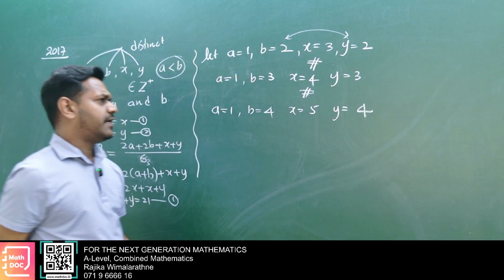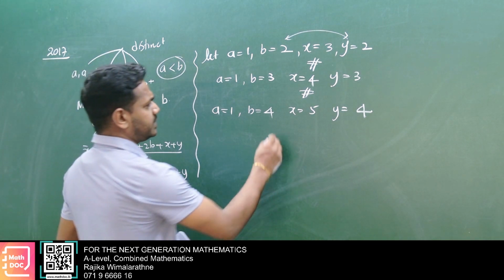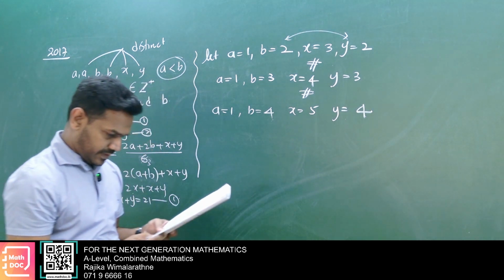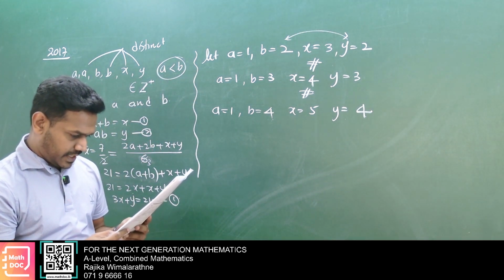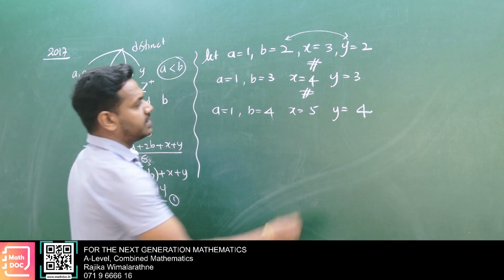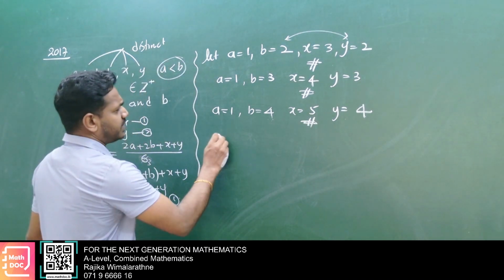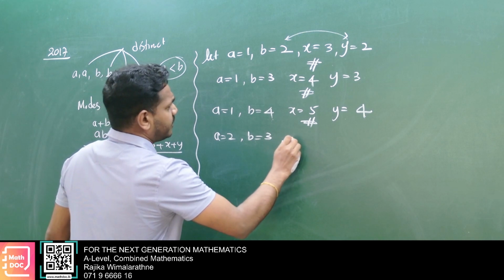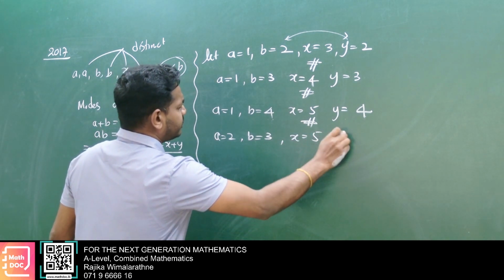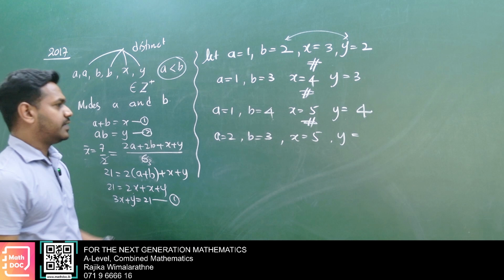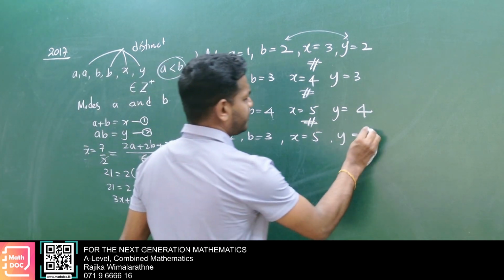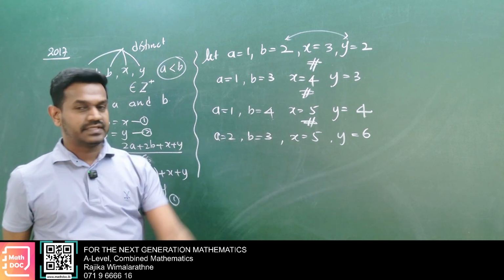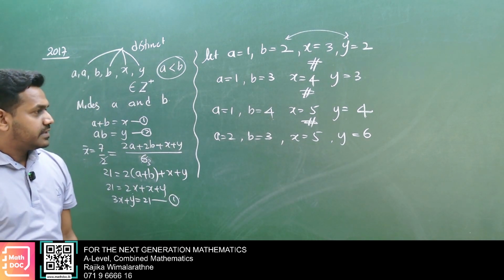Now B and Y here coincide. A, B, X, Y must be distinct positive numbers. Again wrong. Then A equal 2, B equal 3, then x equals 5, y equal 6. AB equals 6. That is possible.